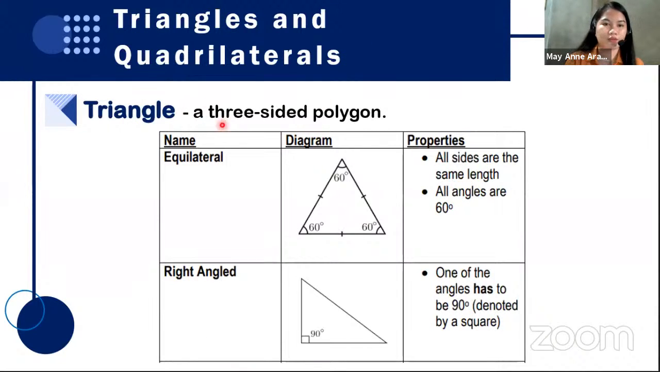Next, we will focus on the properties of triangle. A three-sided polygon, again, different triangles here, the equilateral. So for the properties, all sides are the same length and all angles are 60 degrees. And for the right angle, so one of the angles has to be 90 degrees, denoted by a square. So this one, the sign that this angle measures 90 degrees.